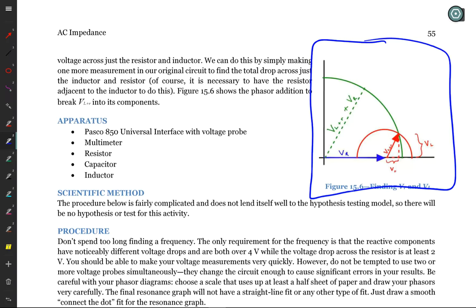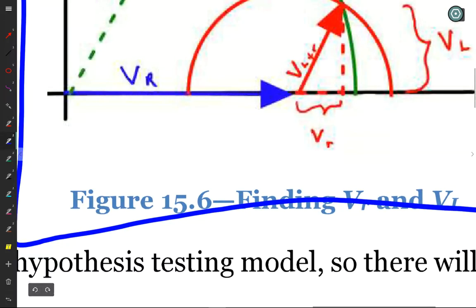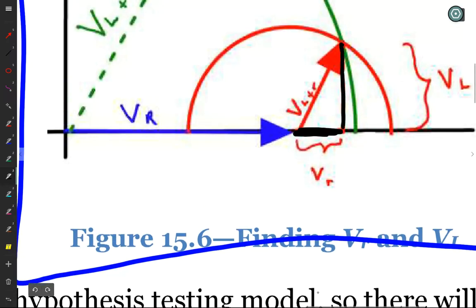voltage across the inductor. The point of that is then, because you had carefully scaled, you measure how big this voltage drop across the resistance part of the inductor is. So you measure this horizontal distance. That was a bad color to use. You measure this horizontal distance, and that's the voltage drop across the resistive part of the inductor. You measure this vertical distance, and that's the voltage drop across the inductive part of the inductor.